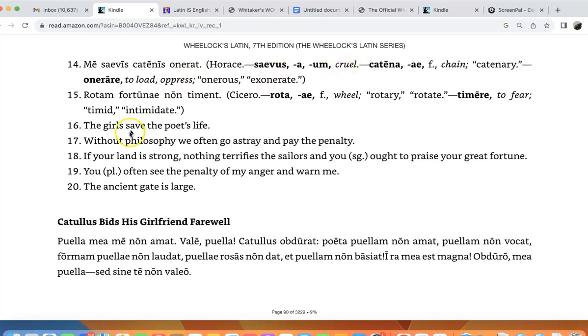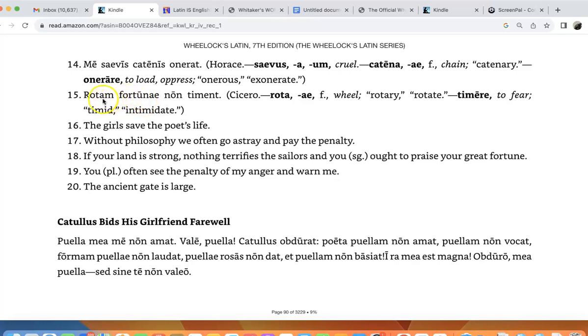And the last one, again, as a rule, we'll probably not do these. If we were in the classroom, we would do these, but we're not going to do these in this format. So these will not be on the test. Ei rotam fortunae non timent. Timent means to fear. Remember, they means they, so they do not fear the wheel of fortune.